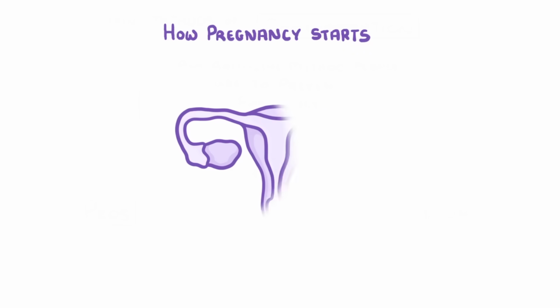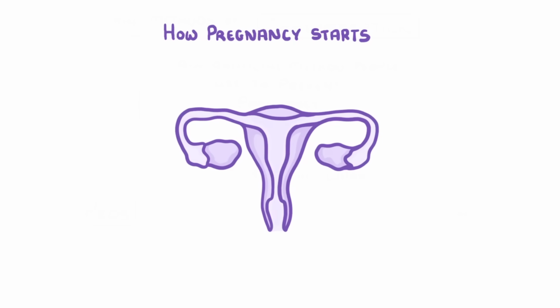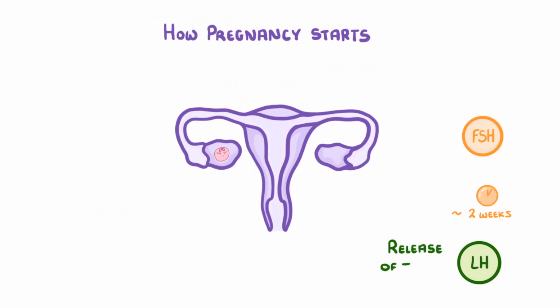First though, I just wanted to very quickly recap how pregnancy starts, which isn't in your course, but I think it helps a lot to understand contraception. This here is a picture of the female reproductive system. As we saw in the last video, the hormone FSH stimulates an egg in one of the ovaries to develop, and then after about 2 weeks, the hormone LH triggers the release of that egg, which we call ovulation.